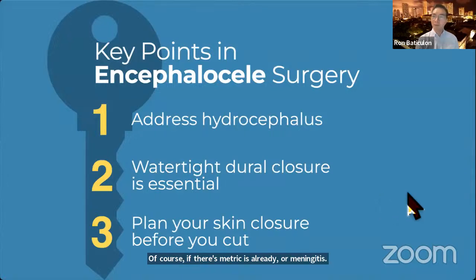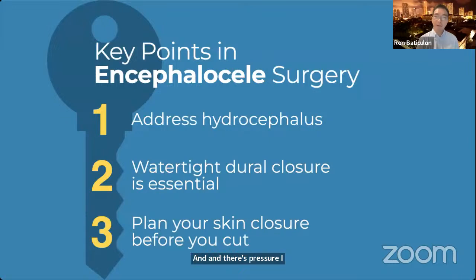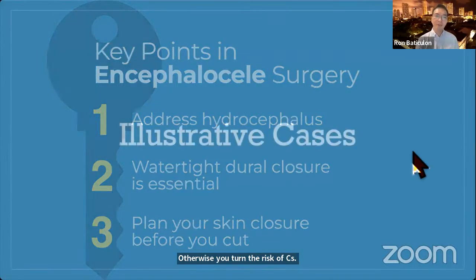So again, key points: if there's hydrocephalus, you need to address the hydrocephalus first. In some patients, if there's a very large occipital encephalocele and there's pressure, I would shunt first before repairing the encephalocele. Otherwise, you run the risk of CSF leak. Right? And then plan your skin closure before you cut.